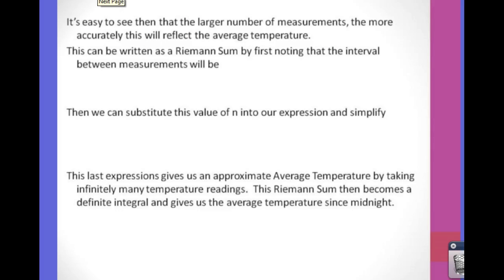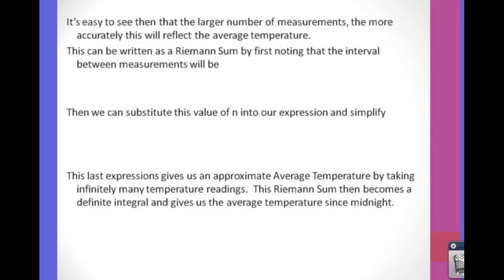It's easy to see then that the larger the number of measurements, the more accurately this will reflect the average temperature. And that's directly relating back to Riemann sums. As we looked at Riemann sums, we said, okay, the more subintervals I take, the closer my approximation of the area under the curve is going to be to the real one. So if I made more rectangles and summed those up, then those sums became closer and closer to the actual value. The same would be true with the average temperature. The more I take, the more accurate it would get.